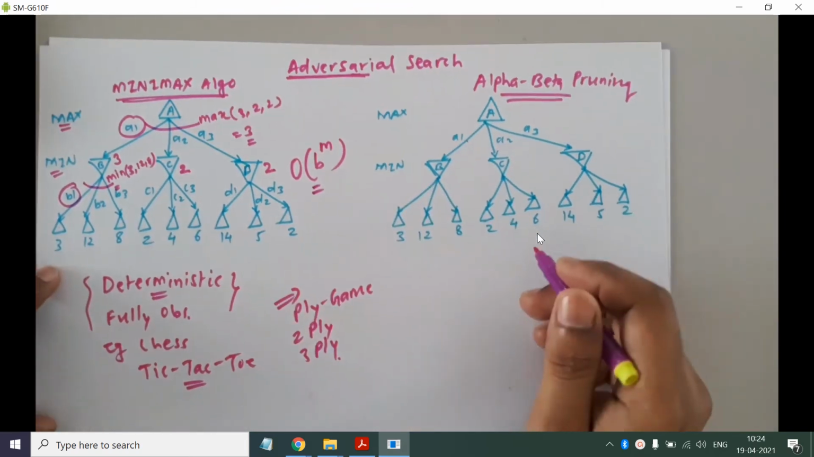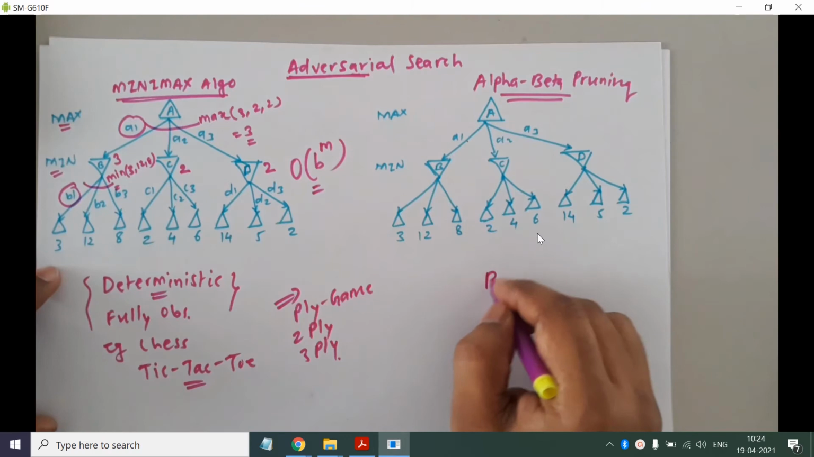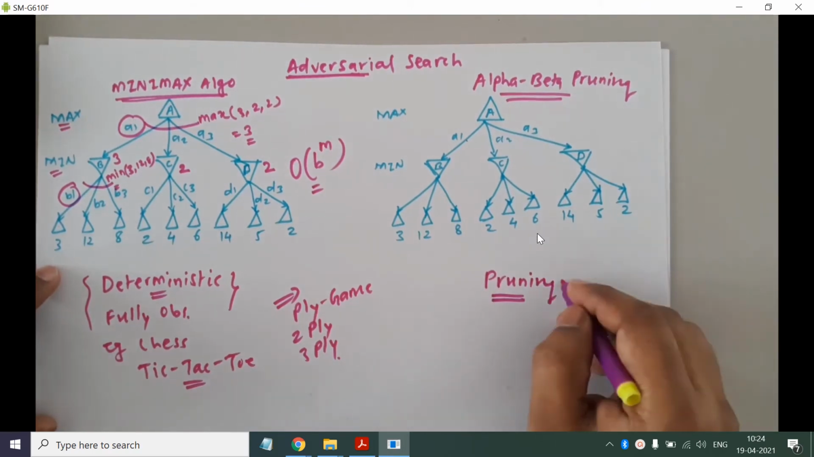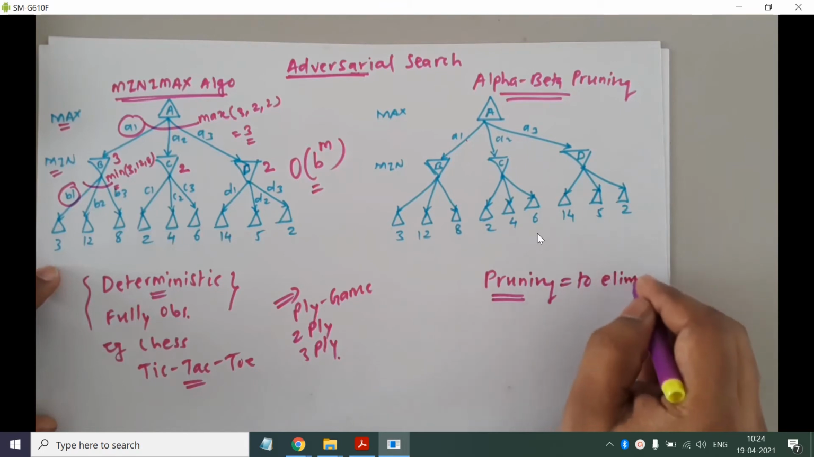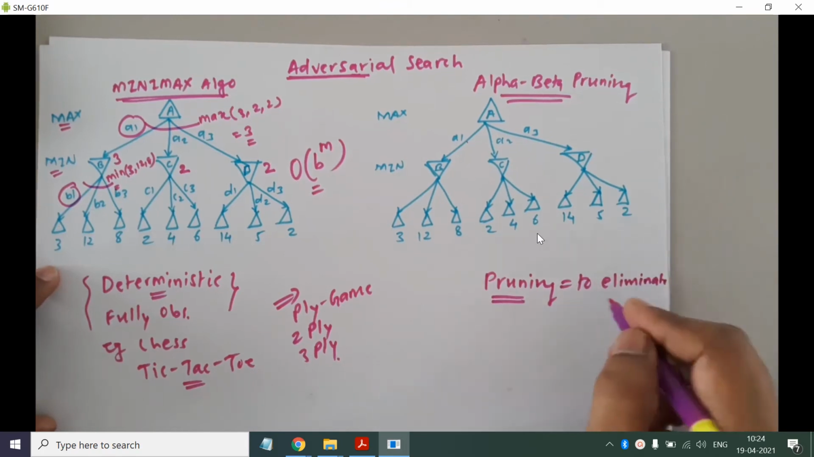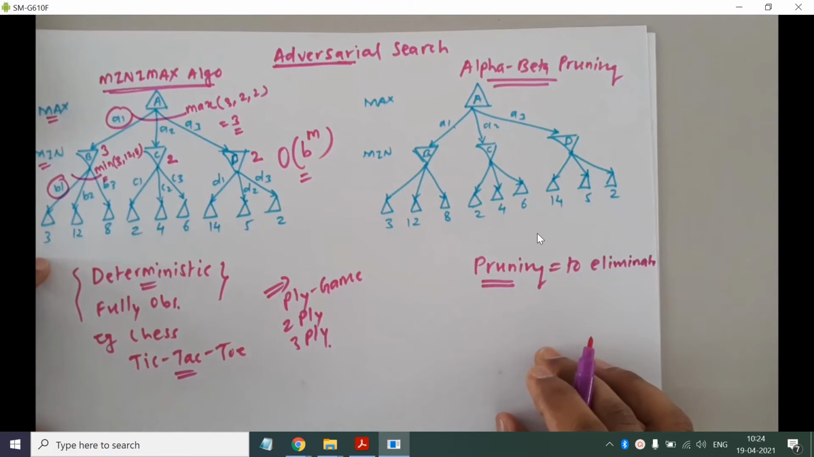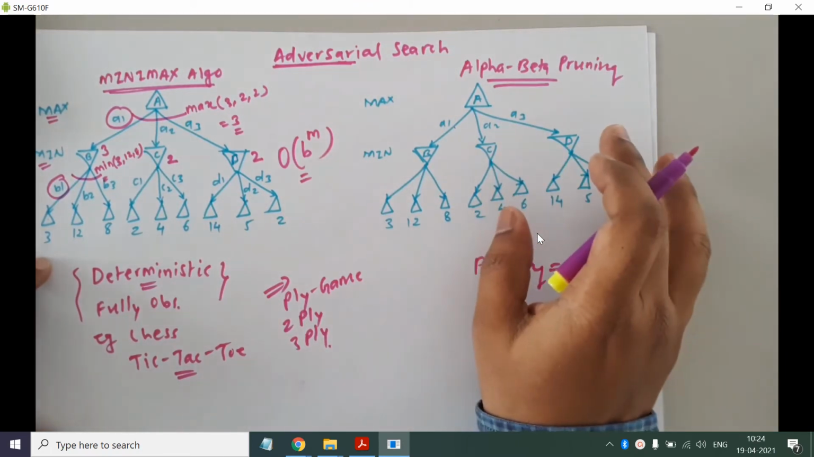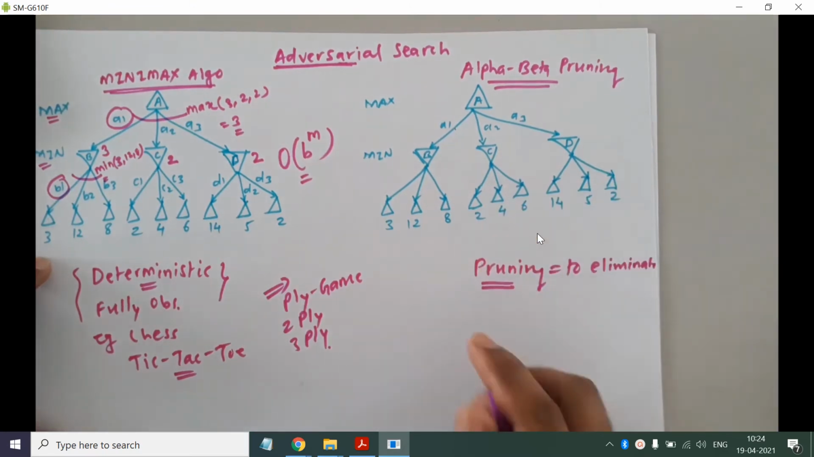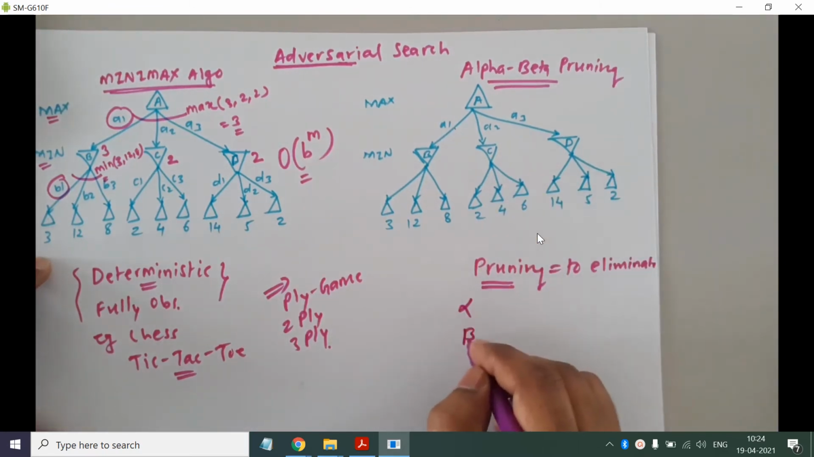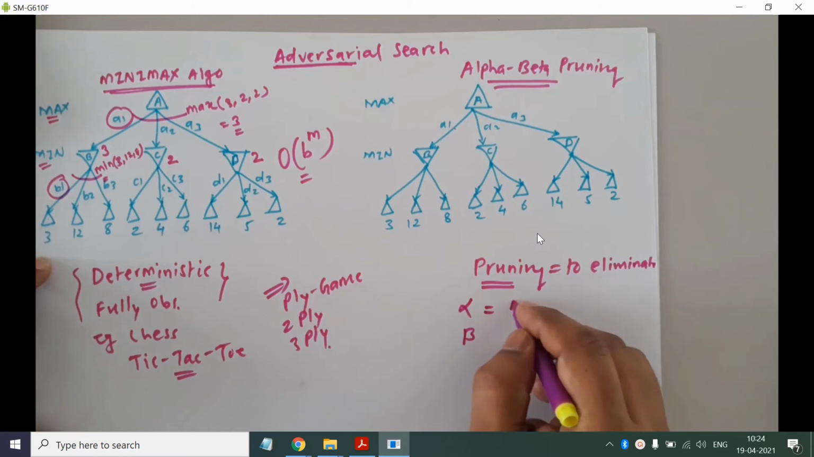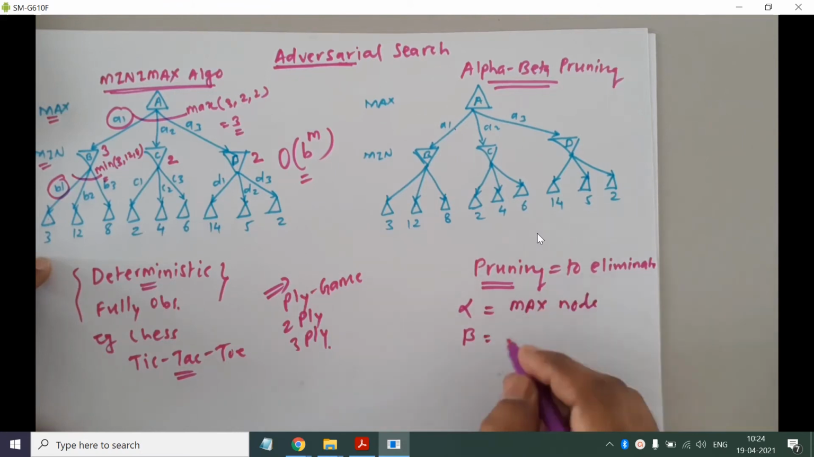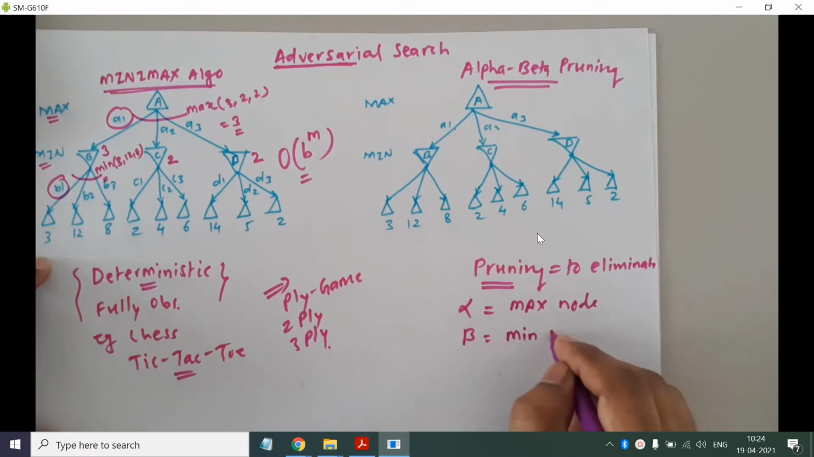Okay, so that's why we came up with the pruning concept. And what do you mean by pruning? Pruning means to eliminate some of the branches which will not contribute to the optimal solution. Okay, so here our aim is to prune some of the branches. Now for that we will be maintaining two values, alpha and beta. Alpha will be maintained at the max node, and beta will be maintained at the min node.